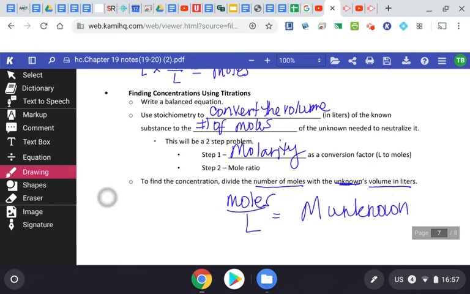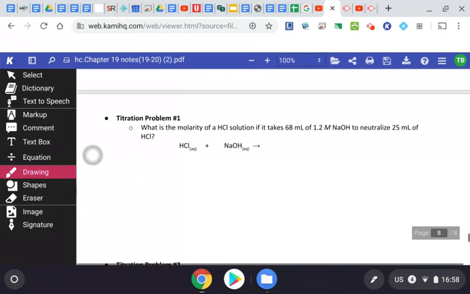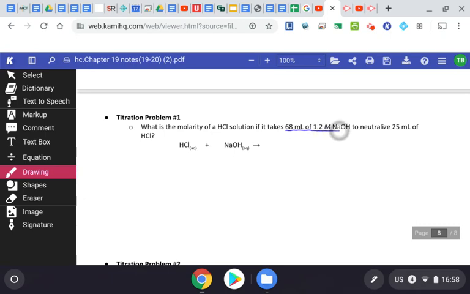All right, so we're going to walk through a couple of problems here to make sure we're understanding this idea. So for the first problem, what is the molarity of a hydrochloric acid solution if it takes 68 milliliters of 1.2 molar sodium hydroxide to neutralize 25 mL of the hydrochloric acid?